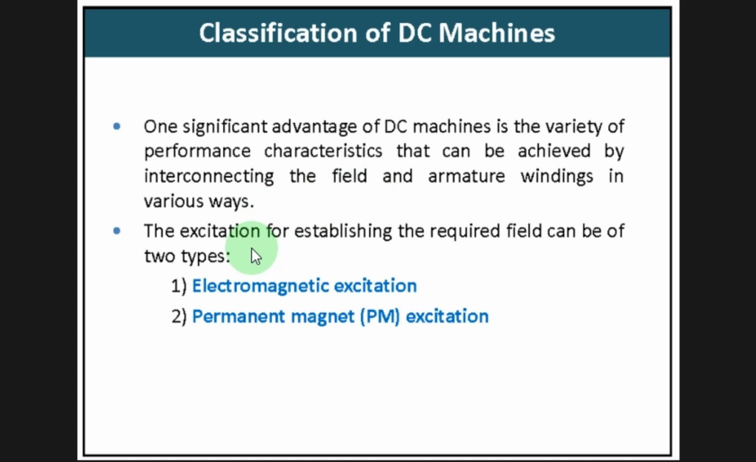The excitation, that means the creation of magnetic field inside the machine, is called excitation. The excitation for establishing the required field can be of two types. One is electromagnetic excitation, the other one is permanent magnet excitation. That means the magnetic field can be produced by permanent magnets or by using electromagnets.